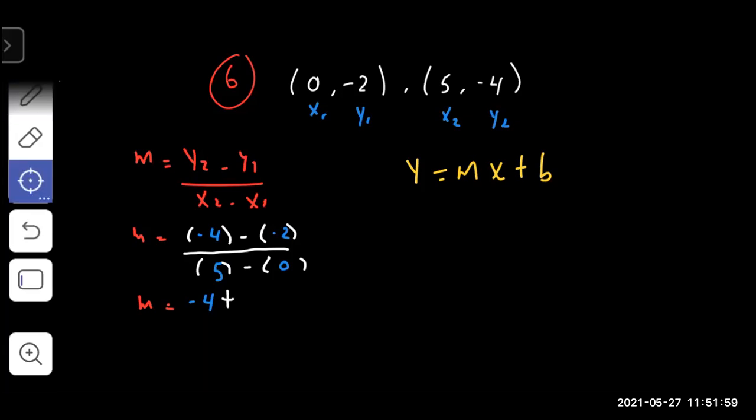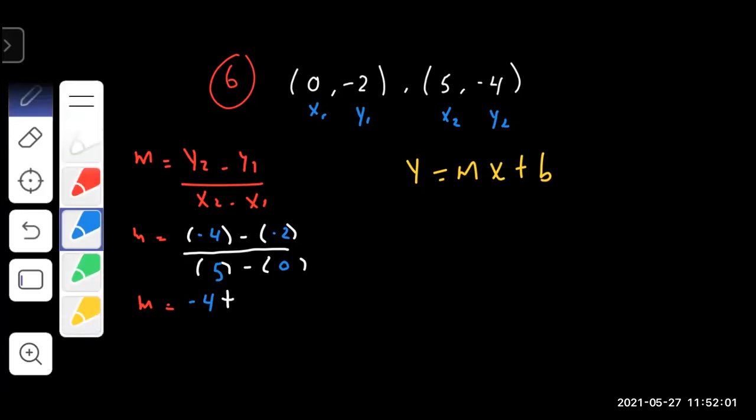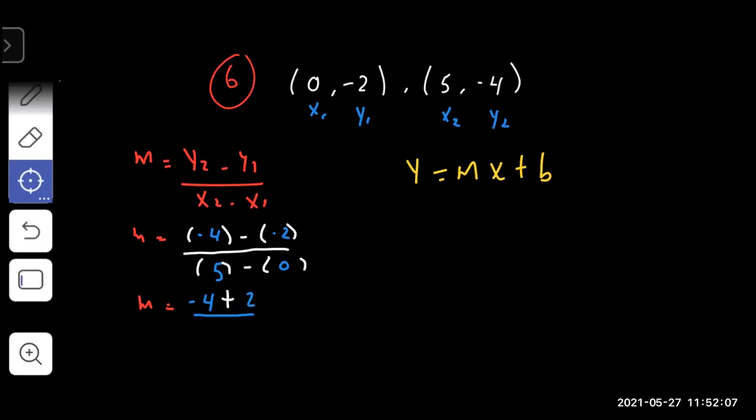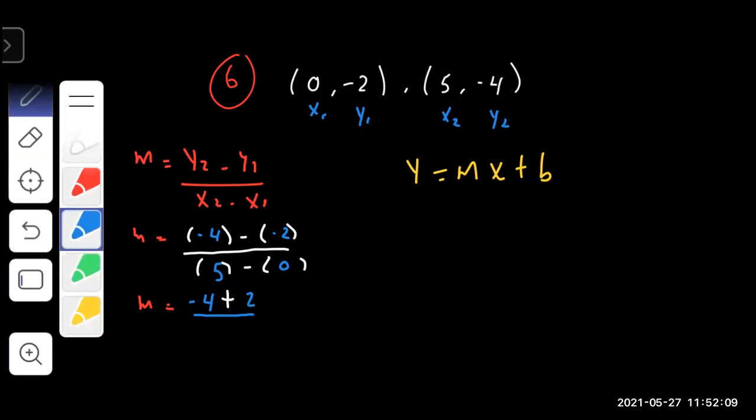Positive, right? Positive 2, okay? Negative and negative is going to give me a positive 2 back. And then 5 minus 0. That one, guys, I can do it mentally, right? 5 minus 0, guys, is what? It's just 5. Zero is like you have nothing.